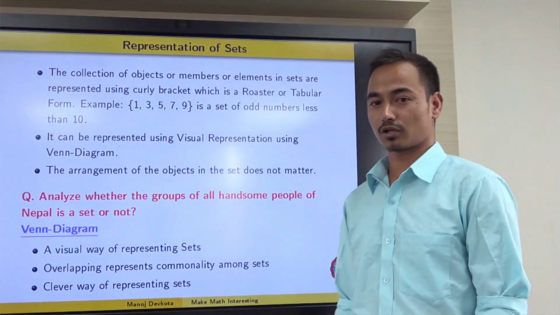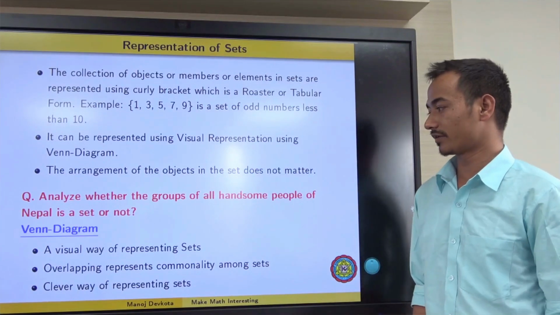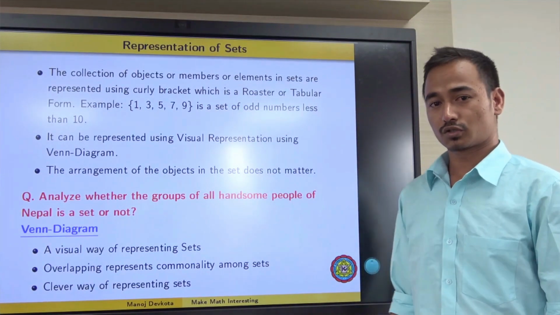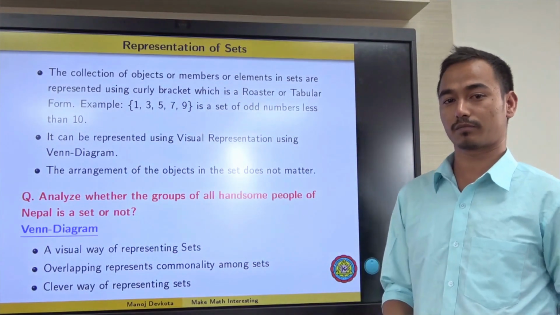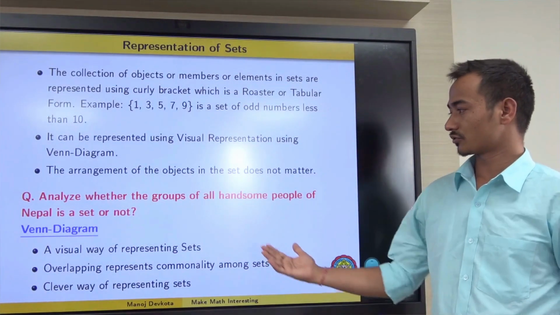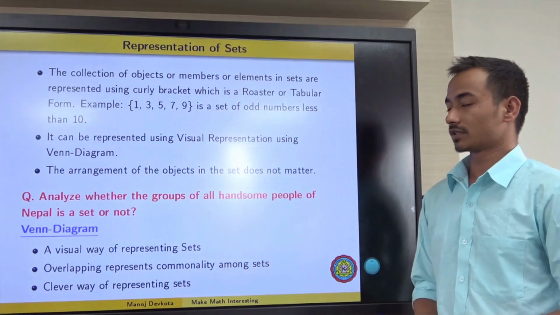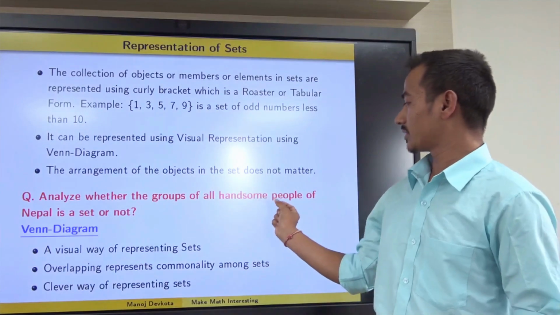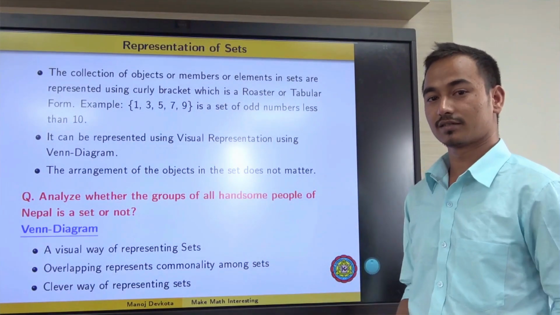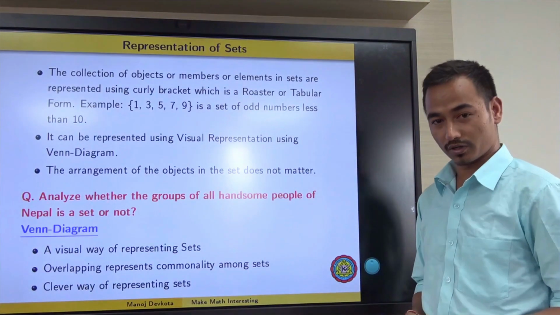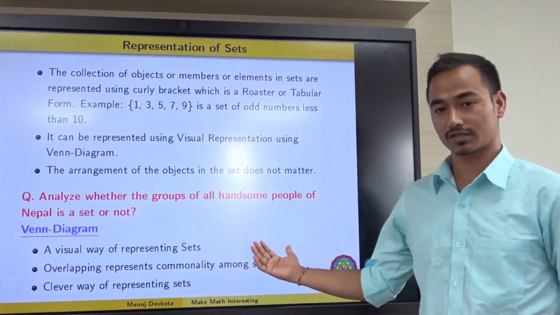So we have a small question here. Analyze whether the group of all handsome people of Nepal is a set or not. How can you define the handsomeness of a person? It varies from person to person, right? So do you think this is a set? Obviously not, because handsomeness varies from person to person. As it is said, beauty lies in the eyes of the beholder. It is not well defined, so this is not a set.